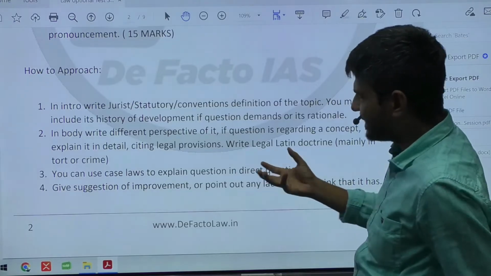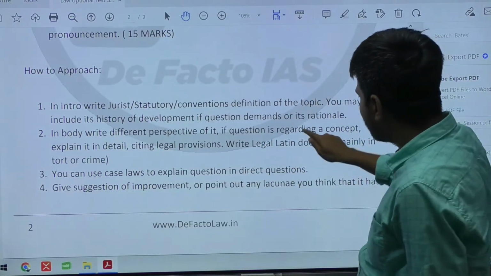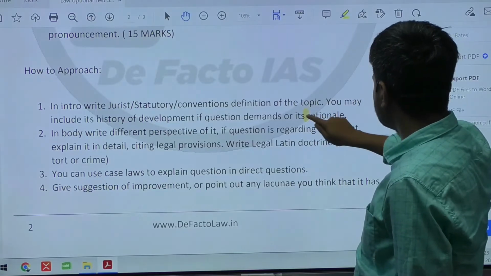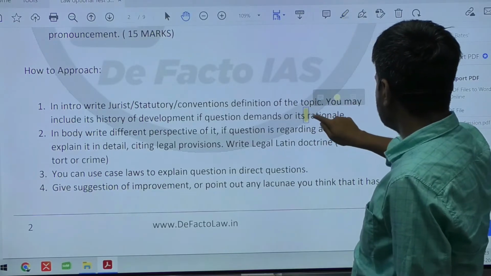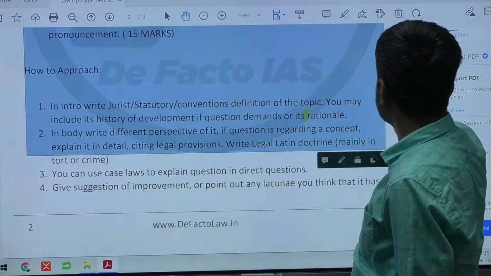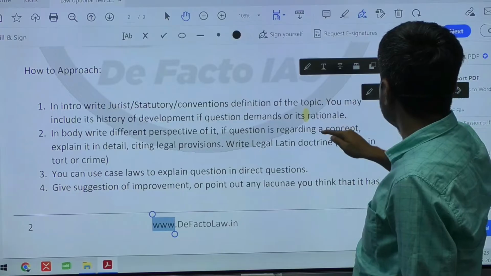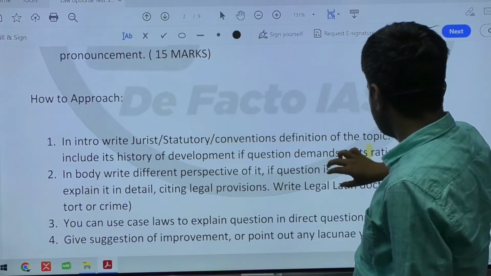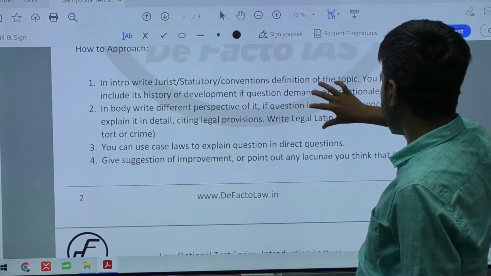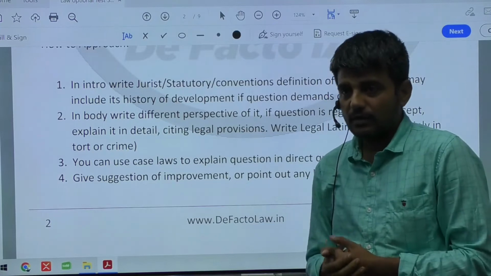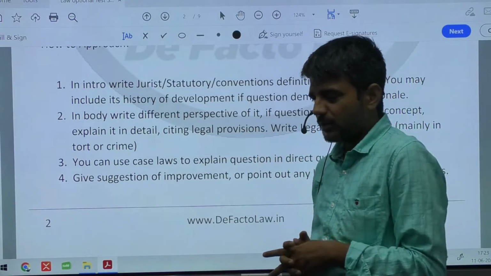Then you will write the second part, again in the introduction, which is the rationale behind that particular amendment. This part is very important here. Okay, what is the rationale behind that amendment? Why has this amendment been made? So this rationale part is actually quite important. Understand it very nicely. Getting my point? Why do you need that particular amendment or that particular act? Why has it been there?